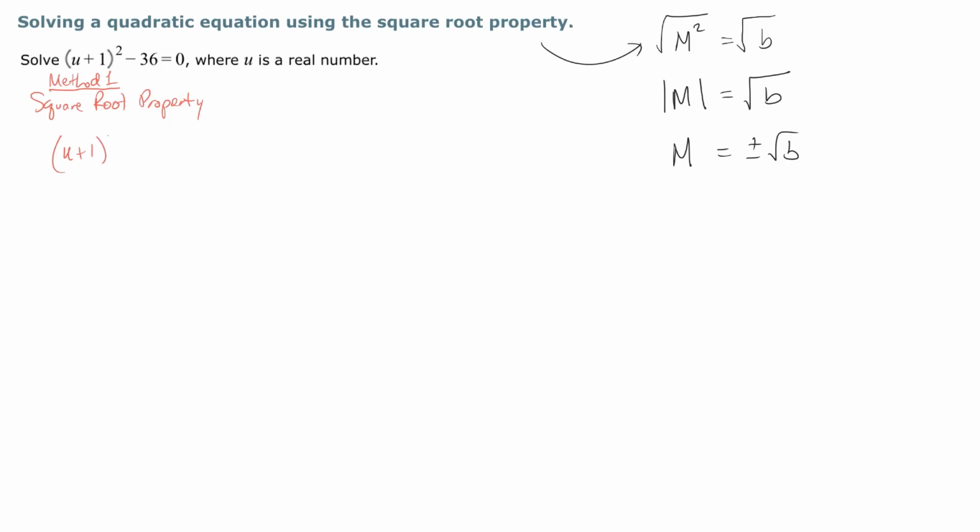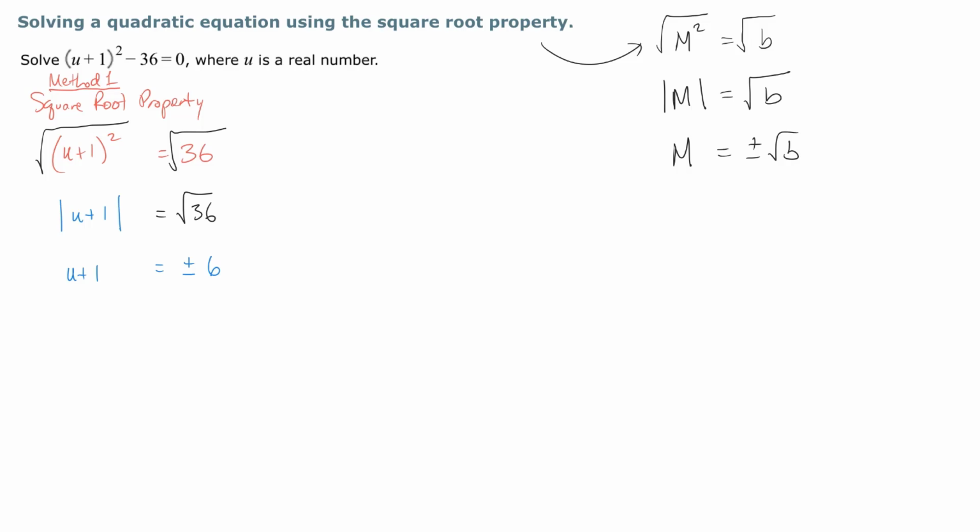u plus 1 quantity squared. Let's add 36 to both sides, and here we go. We can now take the square root of this side and the square root of this side, but the square root of a quantity squared is now the absolute value of that quantity, which is equal to the square root of 36. And then how do we solve the absolute value equation? No problem. u plus 1 is now equal to plus or minus the square root of 36, which is 6.